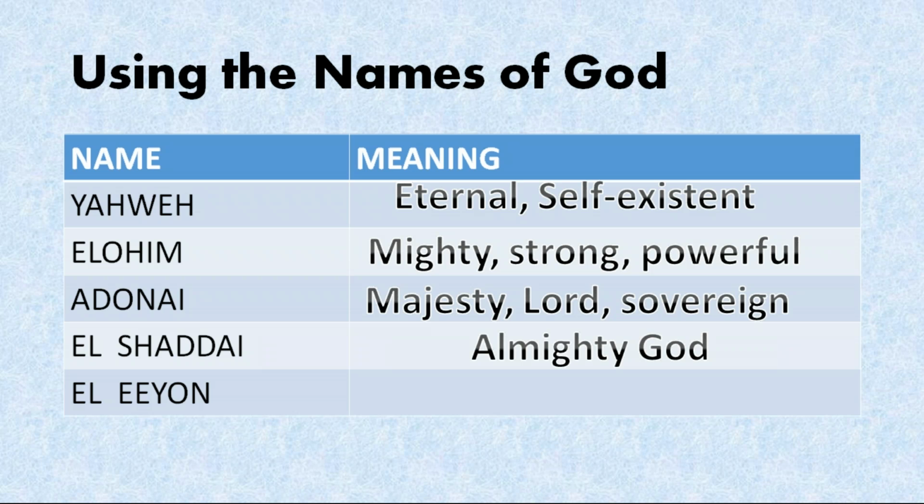El Shaddai, Almighty God. Shaddai carrying the concept of might or power. And then El Elyon is God Most High.